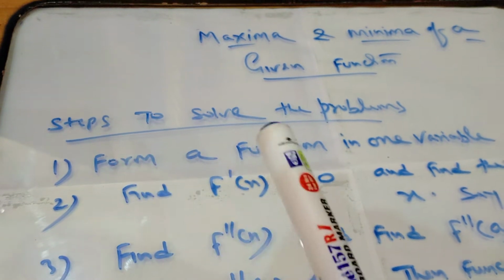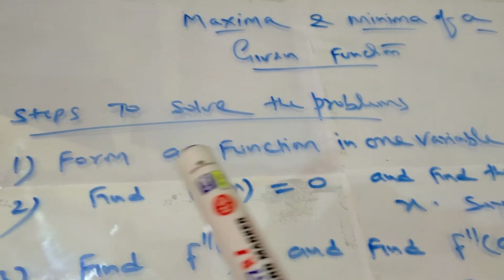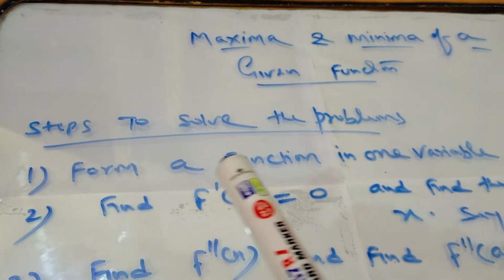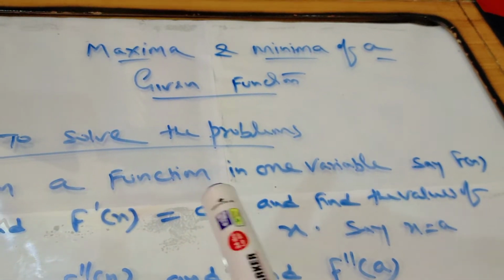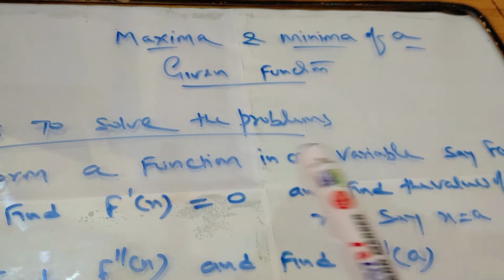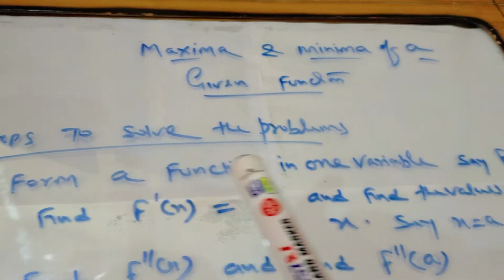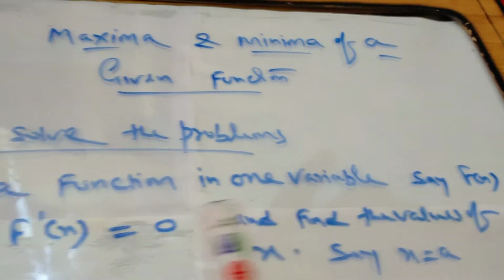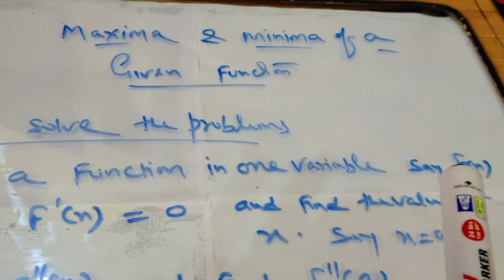The first step is to form a function in one variable. Means if they are asking to maximize any function, first you have to form that function, and in that function the variable should be only one. It should not contain more than one variable. If x and y both are there, it is not a suitable function. Means you have to form a function f(x). So I've written here: form a function in one variable, say f(x).